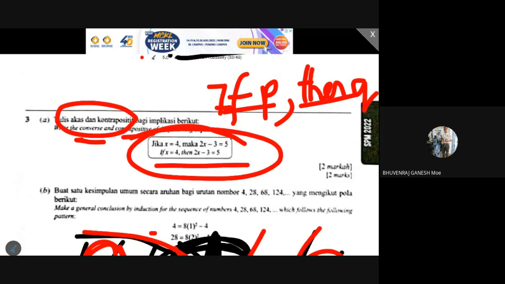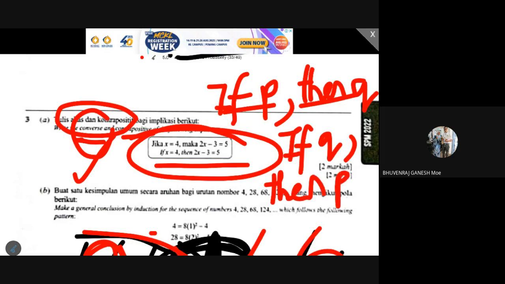Okay, so now they want the converse. Okay, converse, guys, can you remind me? How do we write the converse? How will the statement change if I want to write the converse now? Yes, very good. Just swap the positions, reverse it. Yes, correct. If Q, then P. So your answer for the converse is: if 2x minus 3 equals 5, then x equals 4. Okay, that is your answer for the converse.